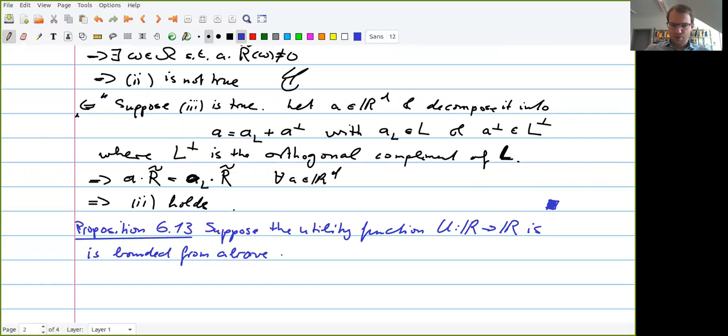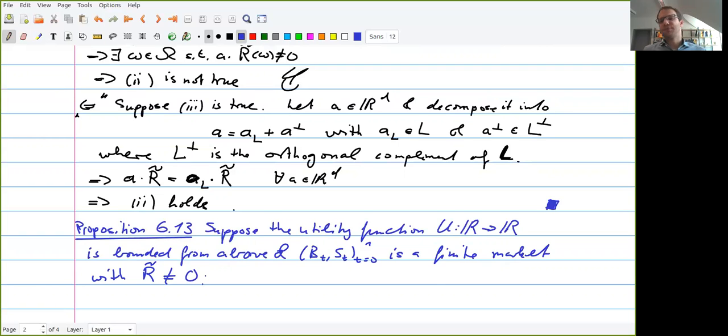And what else do we suppose? We have a financial market, which is finite, with one trading period. With the additional assumption, which is just in order to exclude trivial cases, so there should be some proper price movements going on. So the discounted returns should not be identical to 0. Okay.